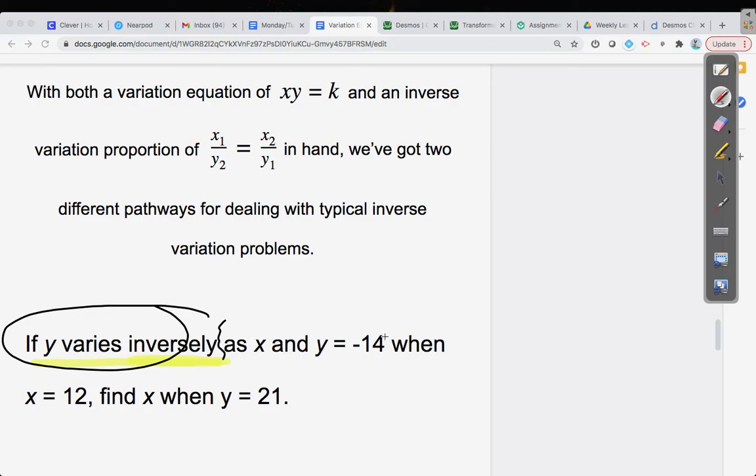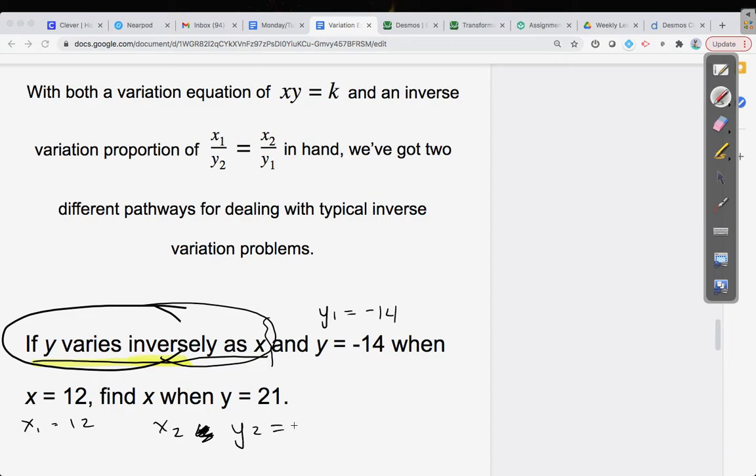As x and y equal 14, whoops, even in reading it, I spotted a mistake in the way I read it. I really should cut this off a little bit further down the line. If y varies as x, and you cut it off. Now this teaches me that the variation relationship is inverse. And now here come the facts. Y is equal to negative 14 when x is equal to 12. So I can interpret that as for some y, I have negative 14, and for some x, I have 12. And I'm trying to find some other x sub 2, when y sub 2 is equal to 21. And I can solve this two different ways.